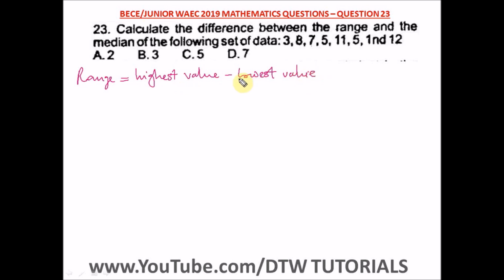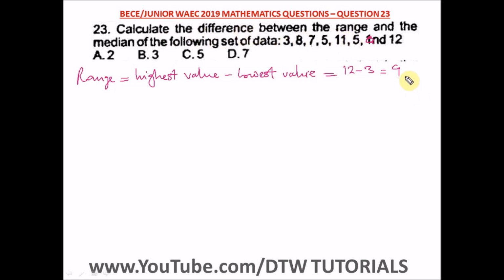And what is the highest value here? The highest value here is 12. The highest value here is 12, and the lowest value is 3. So it is 12 minus 3. What is 12 minus 3? That will give us a 9.